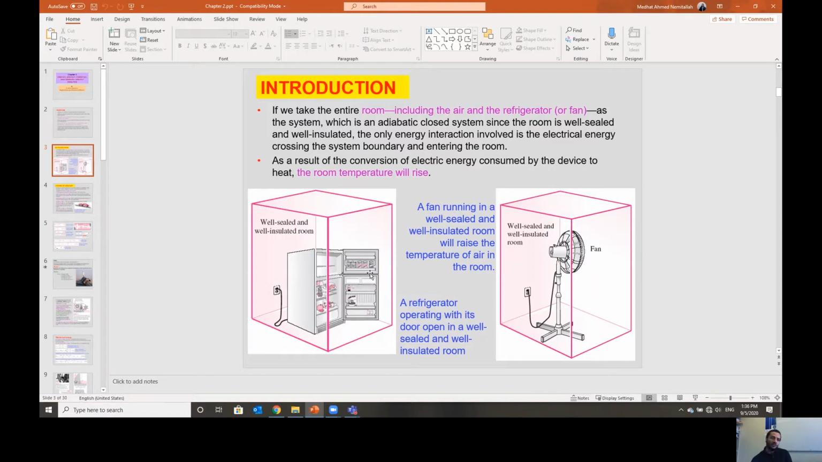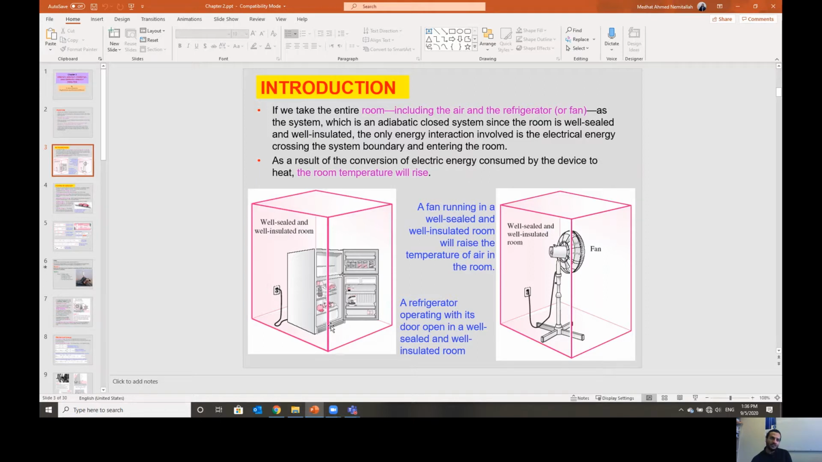If we look at this example, we have a fridge inside a room. This room is totally insulated, so we don't have any form of heat transfer outside this room. And we are opening the door of this fridge into the room. So what will happen in this case to the air temperature inside this room?